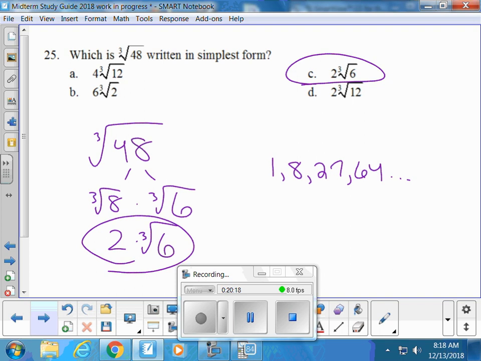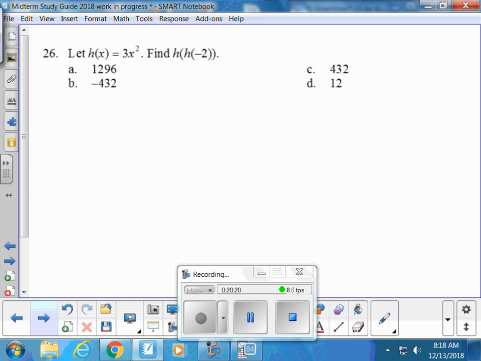Yep, we'll make a push to finish. Let h of x be 3x squared. Find h of negative 2. Do you remember how to do this? It was very recent, chapter 3. It's all the chapter 3 stuff. So you're going to start with h of negative 2. So you're going to take a negative 2 and put it in for x. That's just going to be step 1.